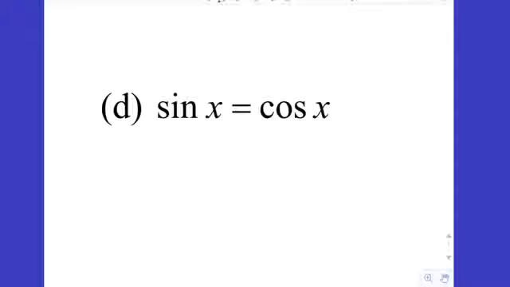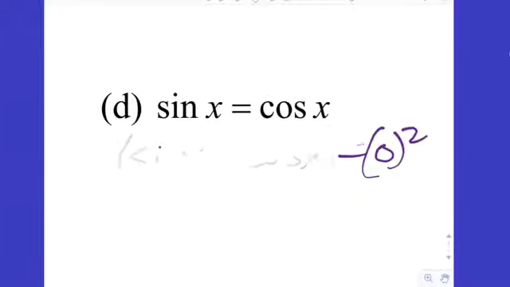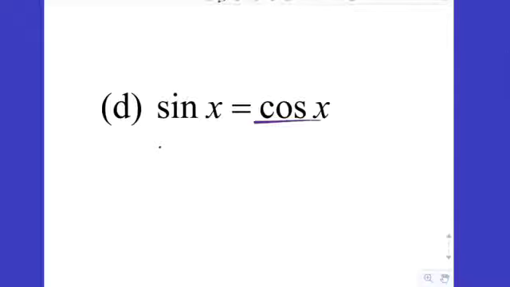Sine of x equals cosine of x. Any ideas? We now have 2 trig functions instead of 1. So most of the time you want to get everything on one side and set it equal to 0 when you have more than one term. Can we do anything with that though? No. So from here you could do one of 2 things. You could square both sides, yucky, gross, and then make a Pythagorean substitution. Or you can actually, in this case, divide by cosine.